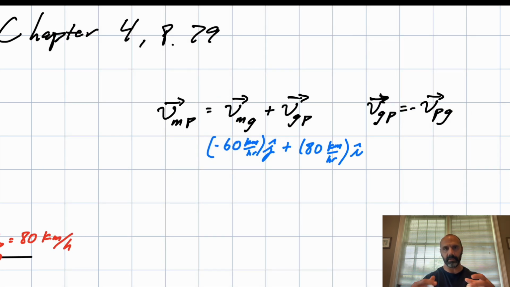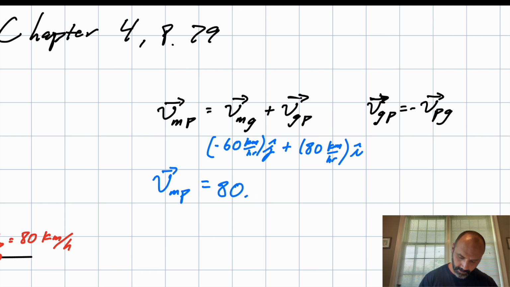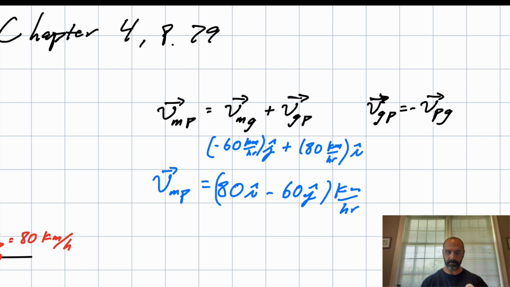From the police car's perspective, it looks like the motorist is moving towards him, positive x, and in the negative y direction. This is the answer, but just for the sake of convention, we usually put the i first, i j k. So we can simplify this and say the velocity of the motorist with respect to the police car is 80 i minus 60 j kilometers per hour. I'll put the units that way. So that's the answer to part A, by the way.